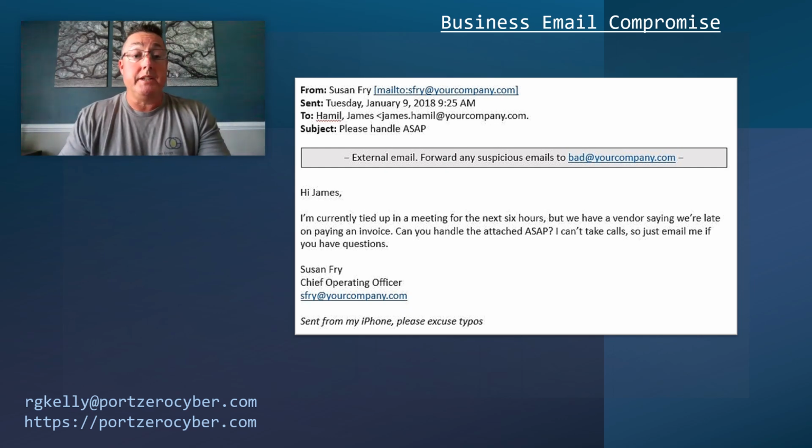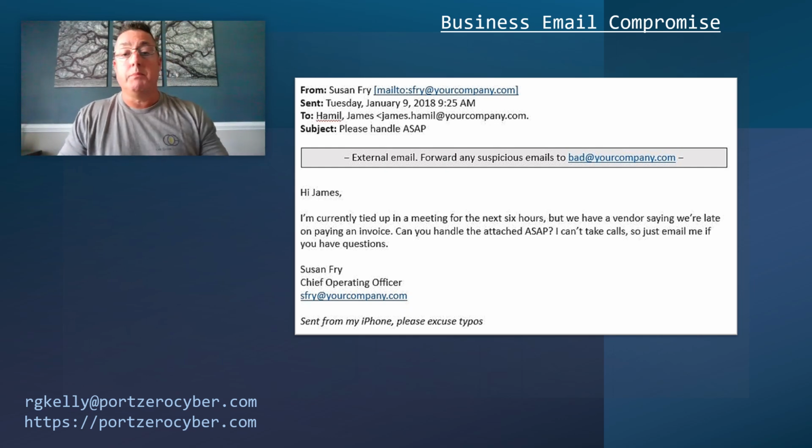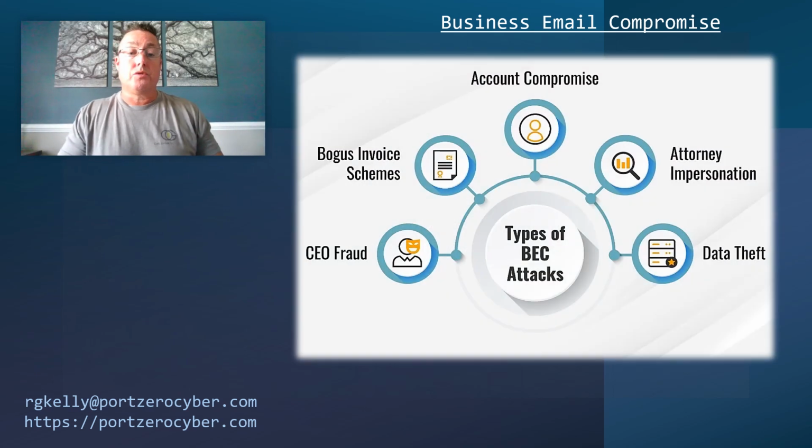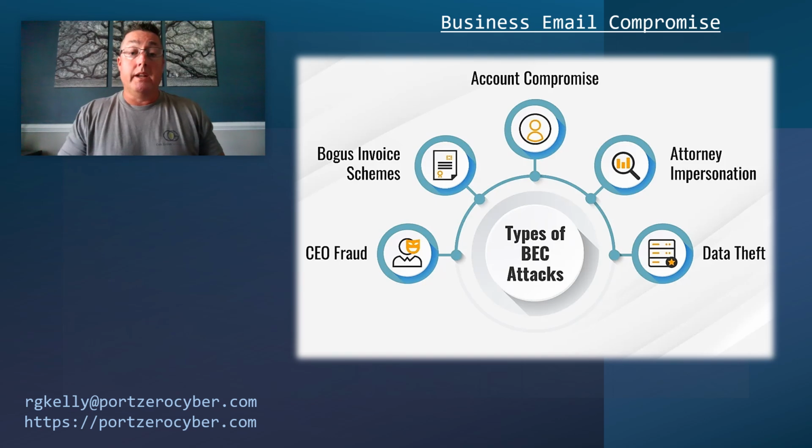So types of BEC attacks. There are several common types of BEC attacks. One of the most prevalent is CEO fraud, where attackers impersonate a high-ranking executive and instruct an employee to wire money to a fraudulent account. Another variant is account compromise, where an attacker gains access to an email account, typically in finance, and uses it to request payments or change payment instructions.